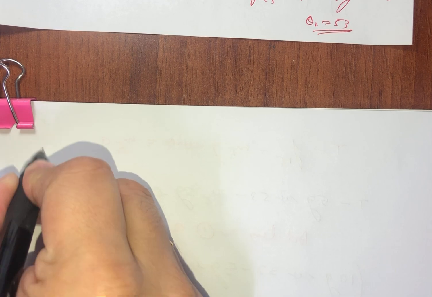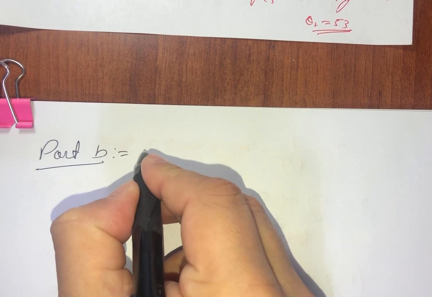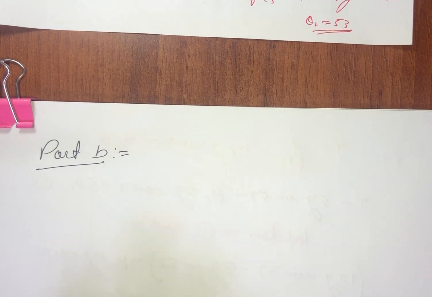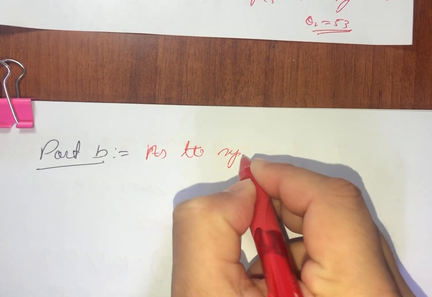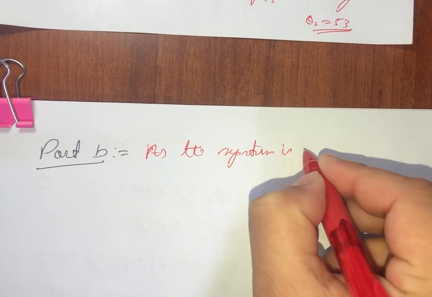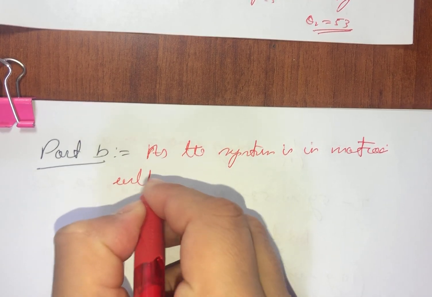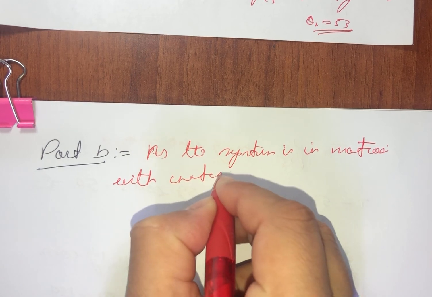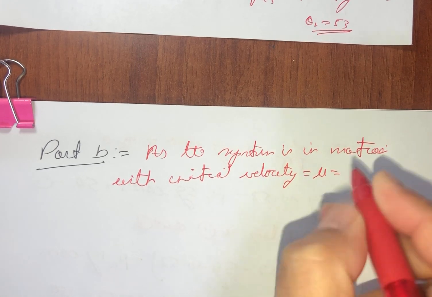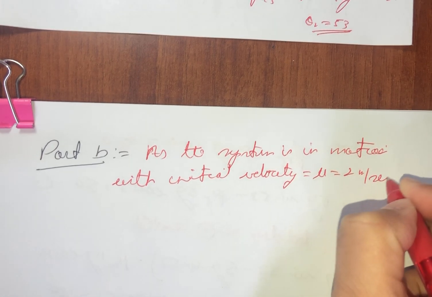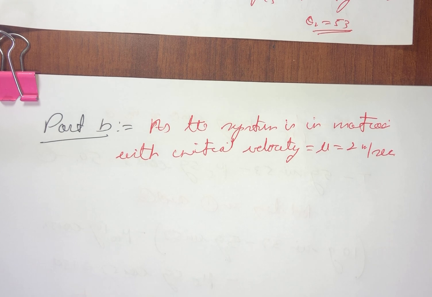So we have part B, which states that as the system is in motion with initial velocity, that is u, and it is given as 2 meters per second. In this case, now the friction will be the kinetic in nature.